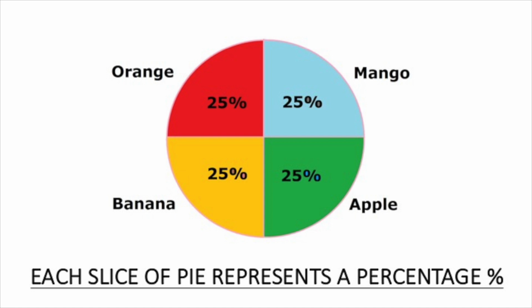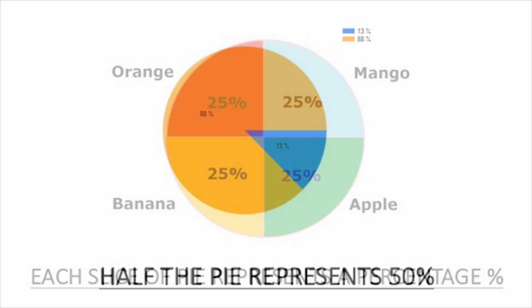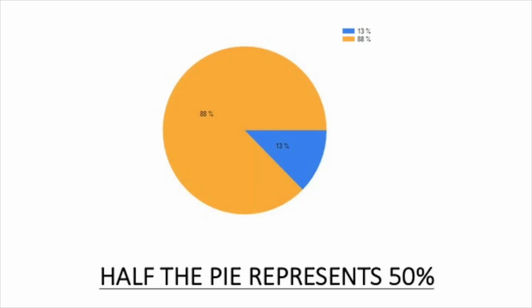represents a percentage. Yes, and you can see here we have 4 types of fruit. Orange, banana, apple, mango. And they're all cut into various quarters. Each quarter represents how many percent, guys? 25%. Because how many quarters do we have? 4. So 4 times 25 equals 100%. Well done. And half the pie represents 50%.